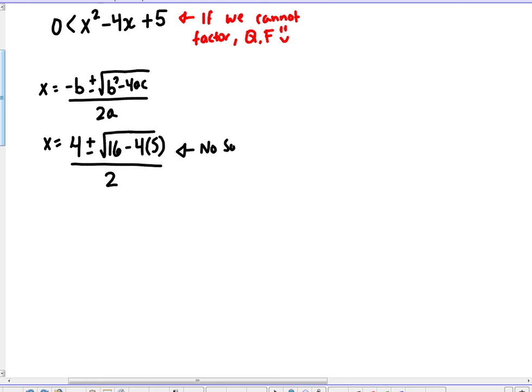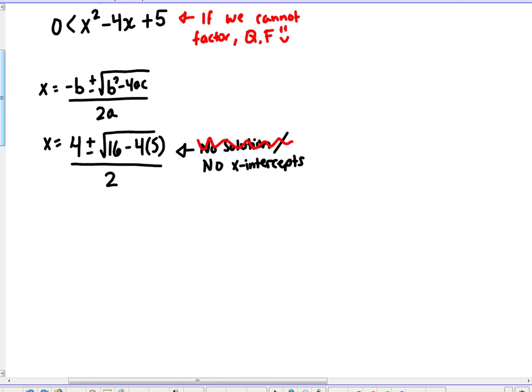Okay. So really, actually, instead of no solution, we actually have no what? X-intercepts. Okay? So this doesn't mean that there's no solution. I should just say no x-intercepts. Okay, no x-intercepts, because there are no zeros.